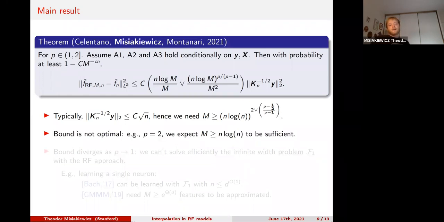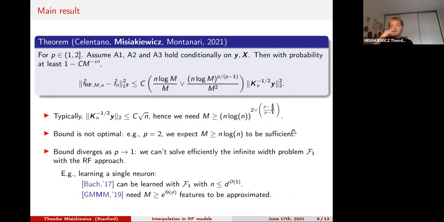Let me make two remarks. First, we don't expect the bound to be optimal. For example, for p equal 2, we expect m only needs to be bigger than n log n, so this should be sufficient instead of the exponent 2. And second, as p decreases to 1, the exponent (p minus 1 half over p minus 1) diverges. For fixed p away from 1, m only needs to be polynomial in n, so in some sense this is tractable. But when p goes to 1, this exponent diverges, and so the RF approximation cannot efficiently solve this F1 problem. There is this counterexample of learning a single neuron.